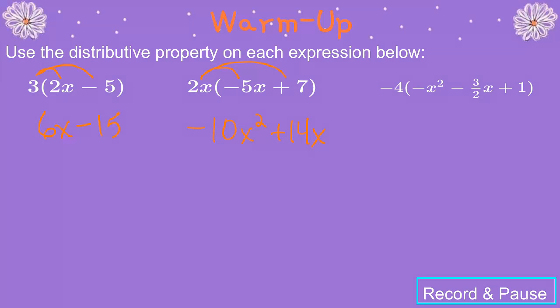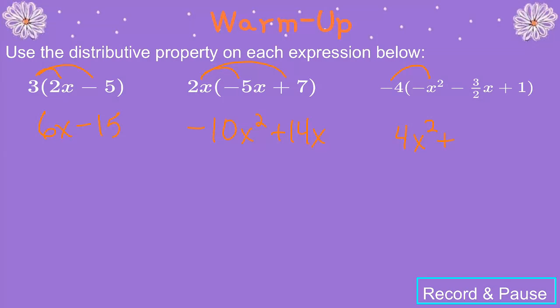The last one, we have negative 4 times the quantity negative x squared minus 3 over 2 x plus 1. So we're distributing that negative 4 to the negative x squared. A negative times a negative is a positive. So that's going to be positive 4x squared. On this next part, we're multiplying negative 4 times a negative 3 halves x. So that's going to be a positive because a negative times a negative is a positive.